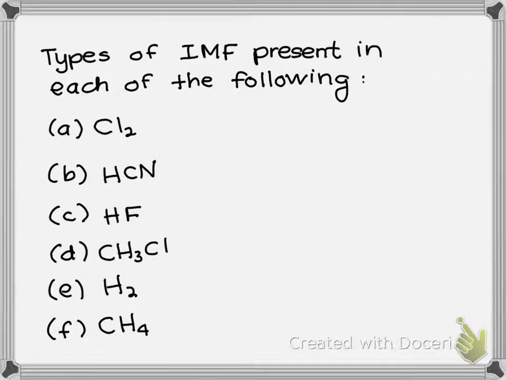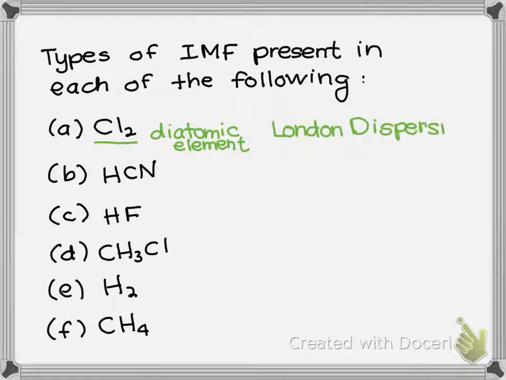So in this question, it says, what are the types of the intermolecular forces present in each of the following? So this is a diatomic element, and any diatomic element is considered nonpolar, and all nonpolar things only have London dispersion. Now letter B. So I asked myself first, for hydrogen bonding, I have to have hydrogen to nitrogen, hydrogen to oxygen, or hydrogen to fluorine. This one does have hydrogen and nitrogen, but they're not bonded together, so it's not hydrogen bonding.